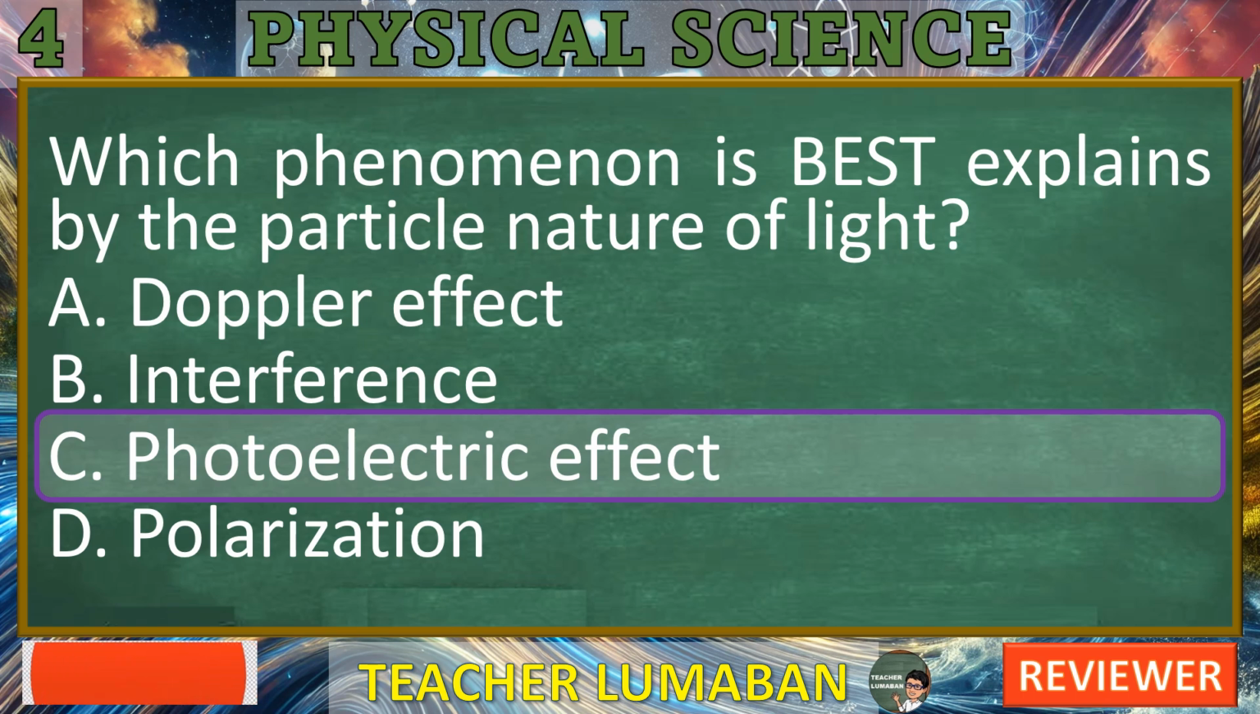B. Interference. Interference is a phenomenon where two or more waves overlap and combine to form a resultant wave. This effect is best explained by the wave nature of light, as it involves the interaction of light waves.